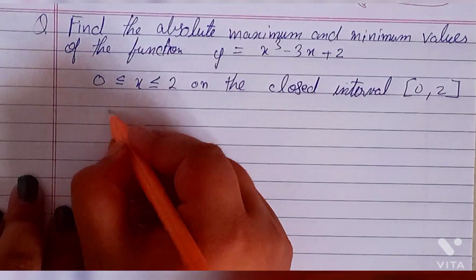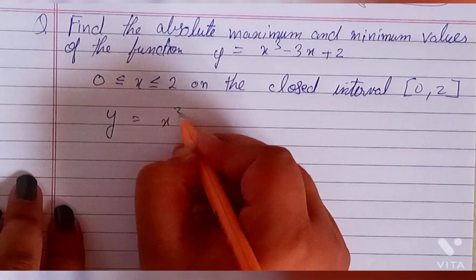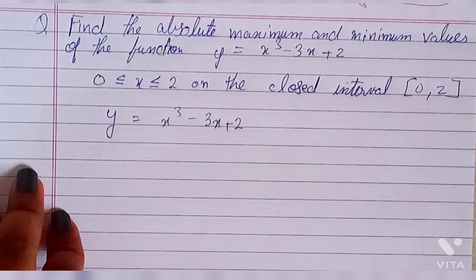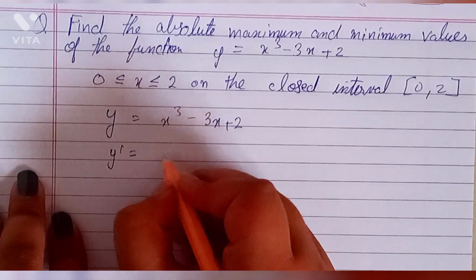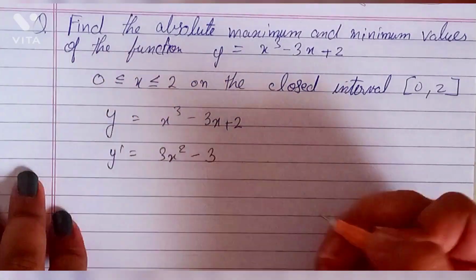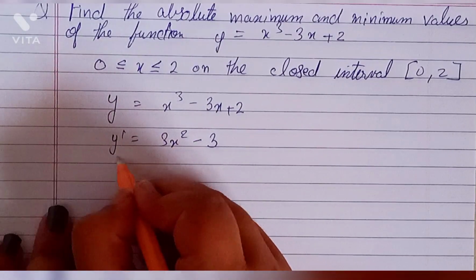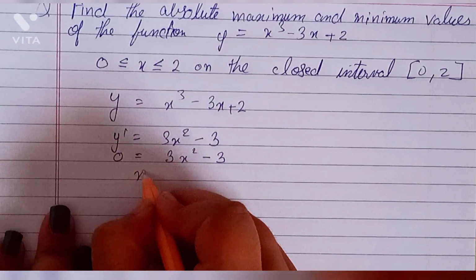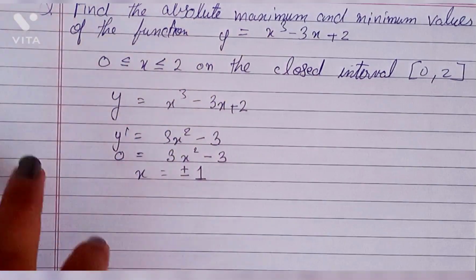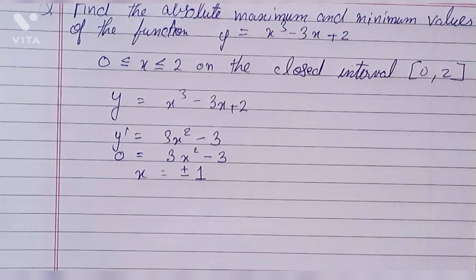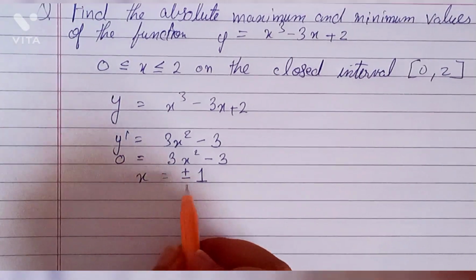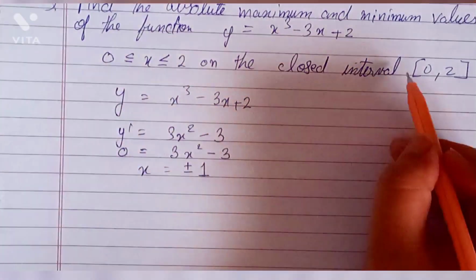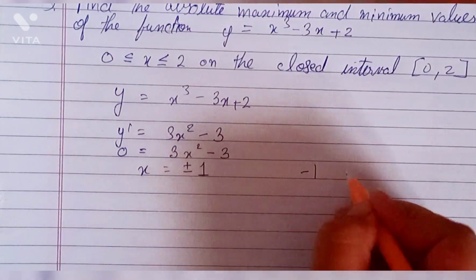So now our function is y equals x cube minus 3x plus 2. The first thing is to differentiate it. We'll differentiate it: y dash is equal to 3x square minus 3. And now we'll equate it to 0: 0 equals 3x square minus 3. So x would be plus minus 1, since it's a root of 1. Now, minus 1 can't be included in this range, so minus 1 is not possible.